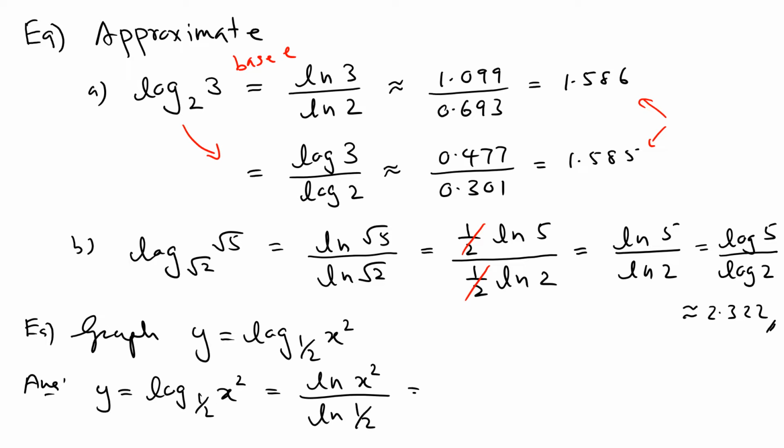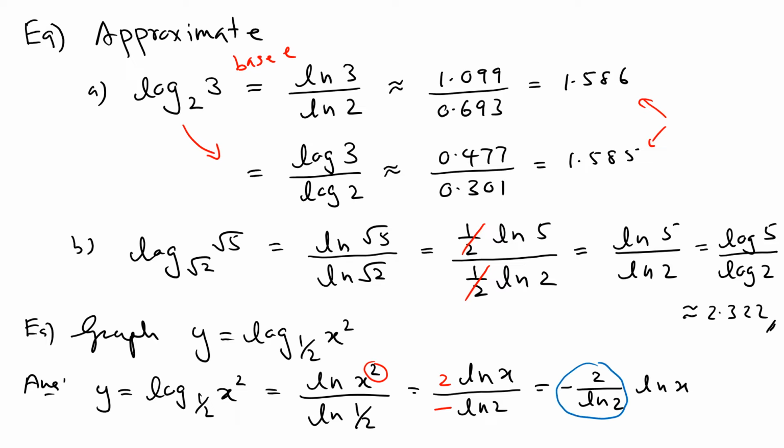And then from the top, you can bring the 2 out. So you can write this as 2 ln x. And the bottom, ln 1/2, you can flip over, that means 2 to the negative 1. So you can write this as negative ln 2. That means if you write this as a coefficient, you can write this as negative 2 over ln 2, and then ln x. So you can see this is just a coefficient. And what can I say about this one?